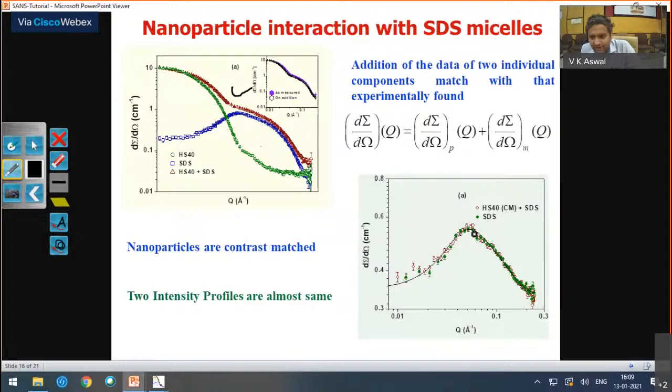Silica is contrast matched here. So what we see is only the surfactant in the silica-surfactant system. Maybe I will stop here. I will not go through any more examples. We'll take questions.